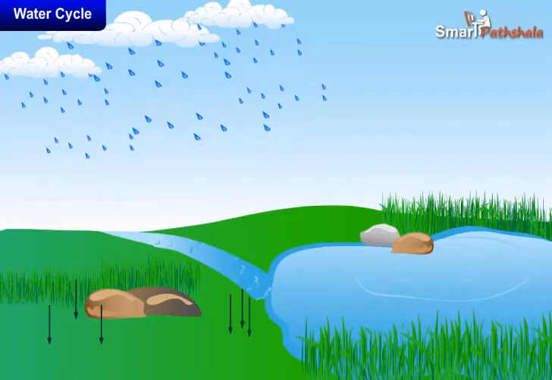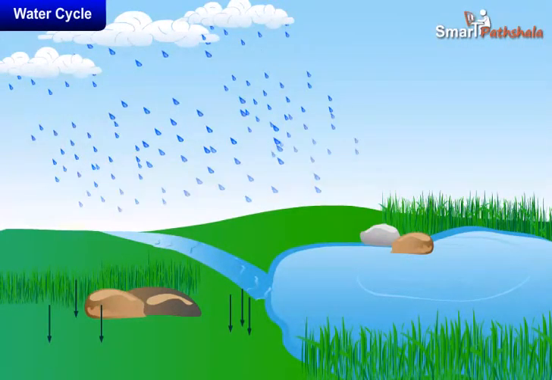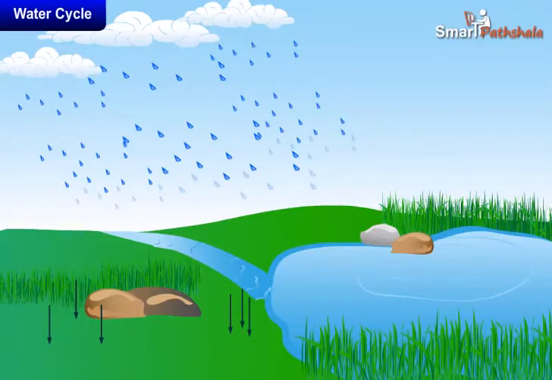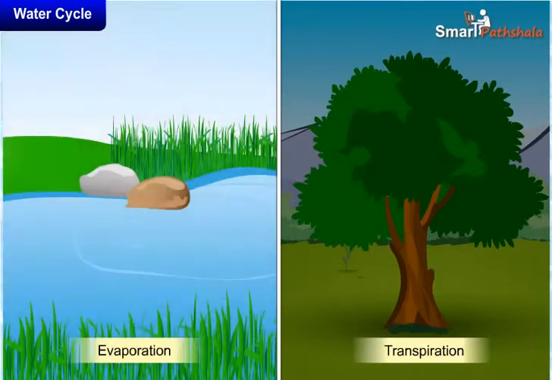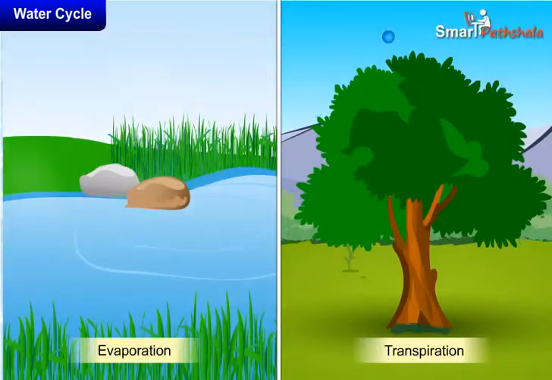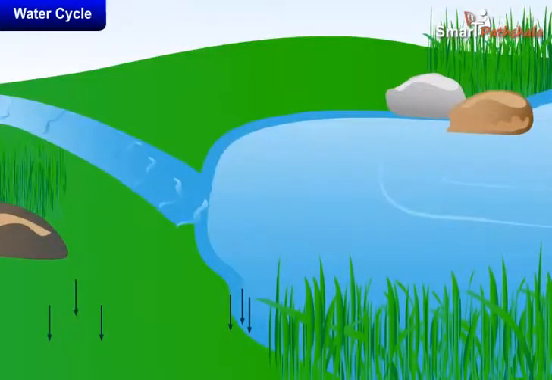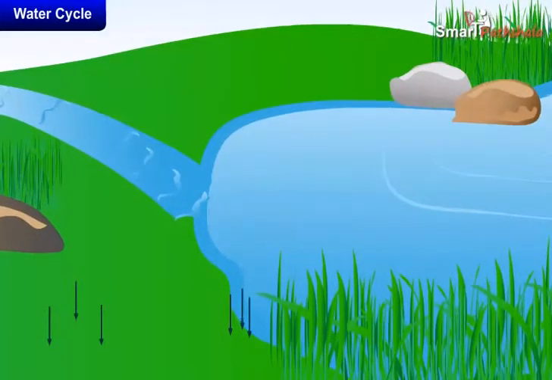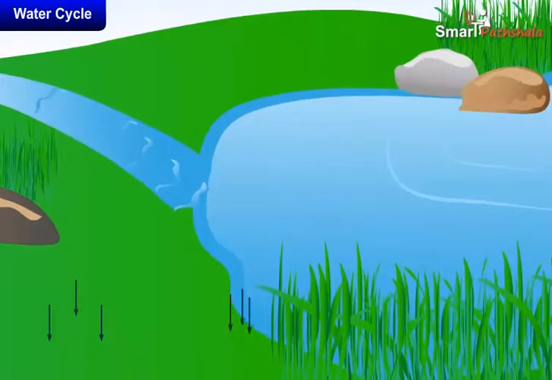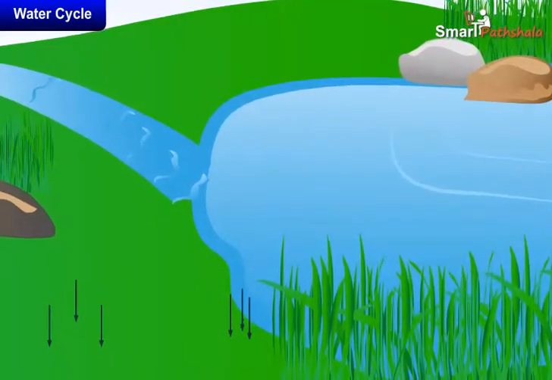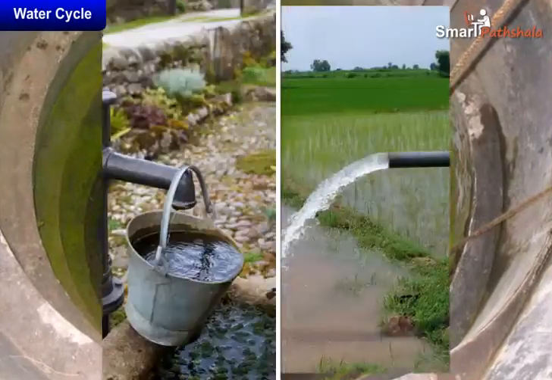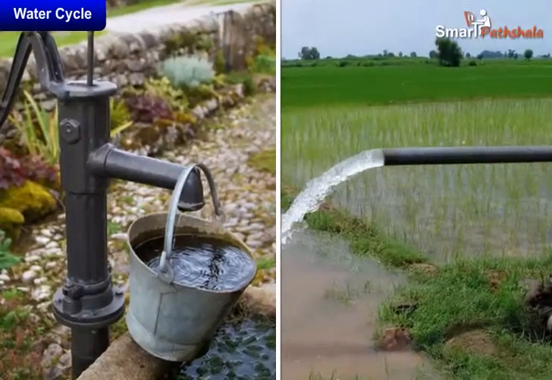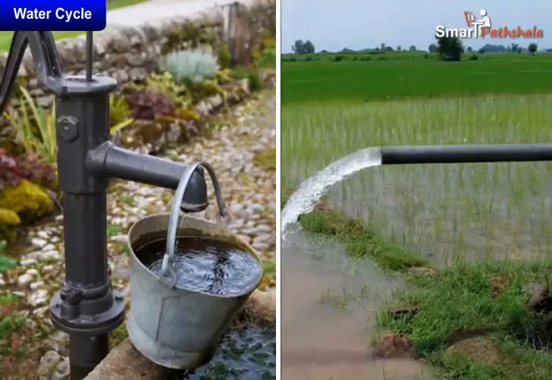A part of the rainwater gets absorbed by the ground and seems to disappear in the soil. Some of this water is brought back to the air by the process of evaporation and transpiration. The rest seeps into the ground. Most of this water becomes available to us as groundwater. Open wells are fed by groundwater. This groundwater is drawn by hand pumps or tube wells.